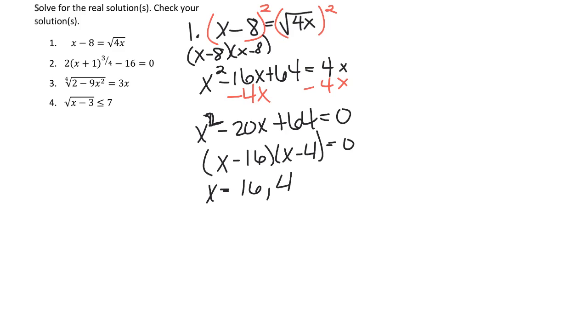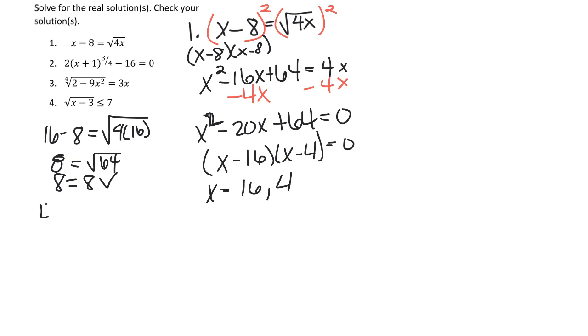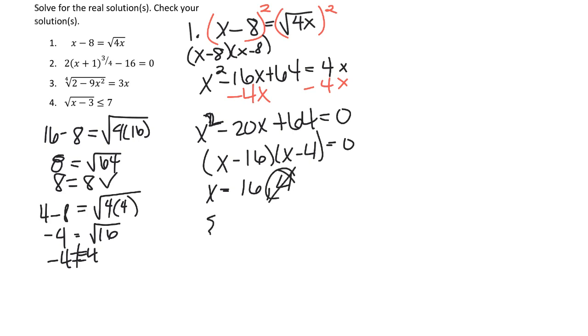Then we're going to plug that in and see if either of those are extraneous. So we get 16 minus 8 equals the square root of 4 times 16. That's 8 equals the square root of 64, so 8 equals 8. Check, 16's an answer. And then 4 minus 8 is equal to the square root of 4 times 4. That's negative 4 equals the square root of 16. Negative 4 does not equal positive 4, so that makes the 4 extraneous, and our only solution is x equals 16.